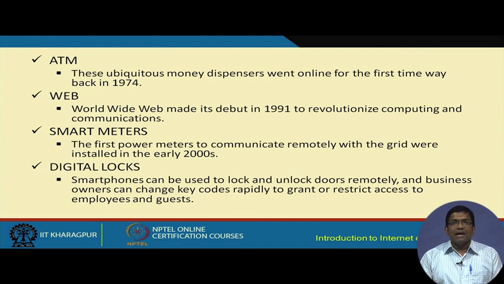So, ATM and web are relatively old by now. One comes from the 1970s, the other one from the 1990s, but smart meters became very popular in the 2000s. Digital locks are very popular at present. Smartphones can be used as locks to lock and unlock the doors remotely at your homes or at your businesses, and these lock keys can be easily changed, and one can be granted access to a particular facility. In a business, the employees or the different guests can be granted access to different facilities through the digital locks much more easily than with conventional locks.